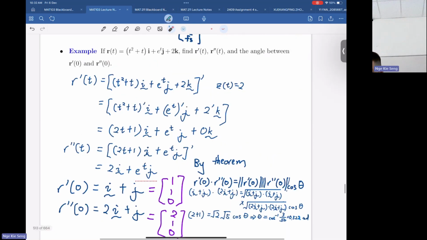So for example, let's give a quick example. If we start with a vector function here, how do you differentiate? You notice that everything inside is just a polynomial or exponential function, so you can simply do differentiation. You differentiate one by one. I think so far it's okay.